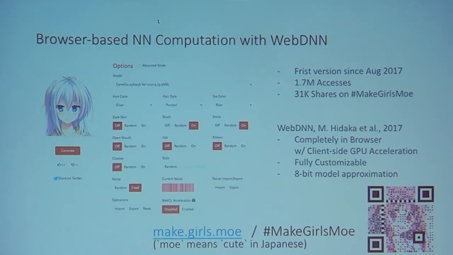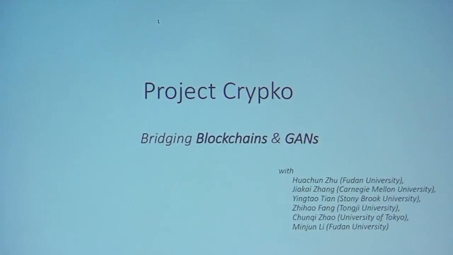This site shows customization with all attributes specifiable as shown on the left. It has attracted millions of accesses and more than 31,000 shares on Twitter. The URL is shown here, make.girls.moe. In Japanese, moe means cute. Okay, let's move on.